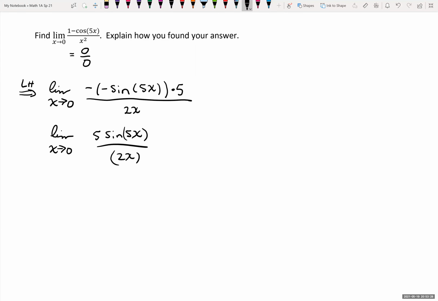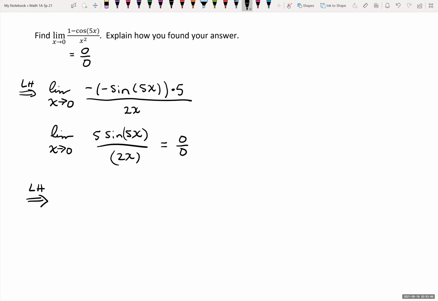So you could have manipulated this to look like sine of ax over ax and then say that that's 1. Or we can use L'Hopital's rule again, because if you plug in 0 wherever you see an x, sine of 0 is 0, and 2 times 0 is 0, so we get 0 over 0. So I just use L'Hopital's rule again.